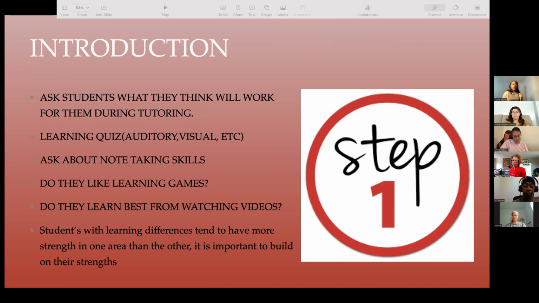And then also, remember that students with learning disabilities tend to have more strengths in one area than another. So you really want to build and gear your sessions towards their strengths, especially if they have major tests coming up or if they're behind. Find out what their strengths are and build on that.